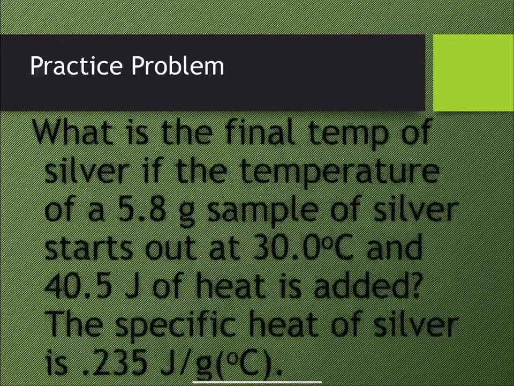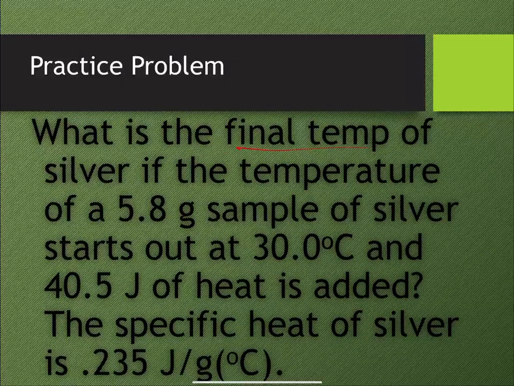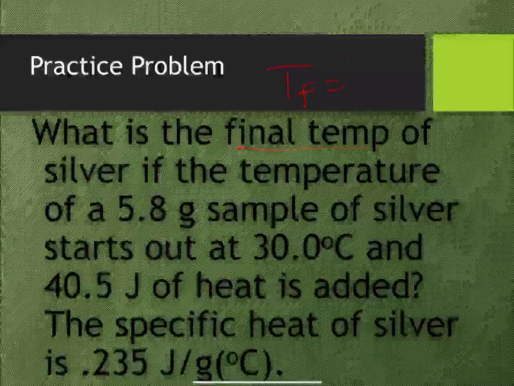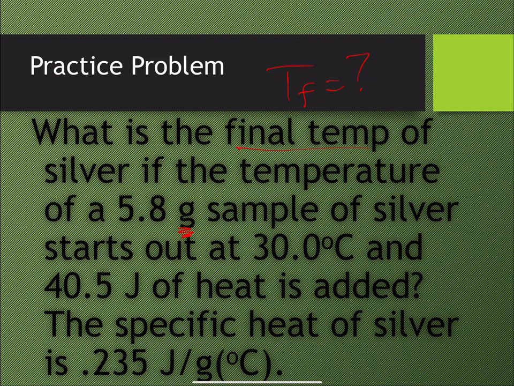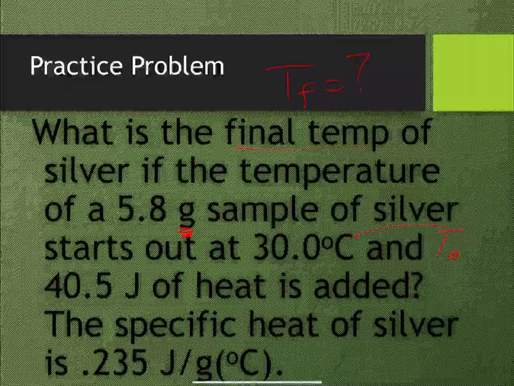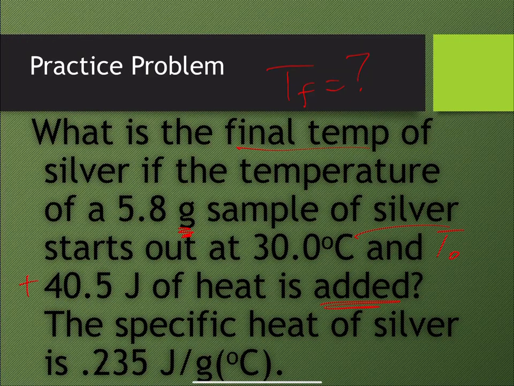What is the final temperature? So there's our question. What's the final temperature? So we are looking for the final temperature of silver if the temperature of a 5.8 gram sample, so we know that's the mass, a 5.8 gram sample of silver starts out at 30 degrees Celsius and 40.5 joules of heat is added. The specific heat of silver is 0.235, and so we know this is our C.